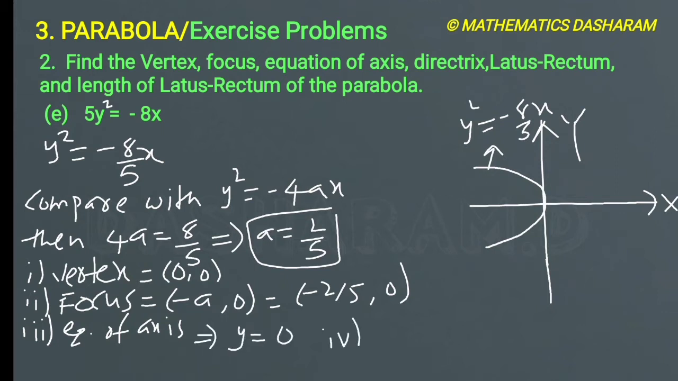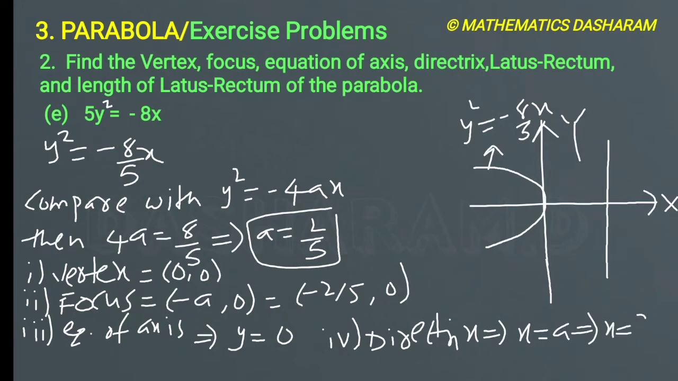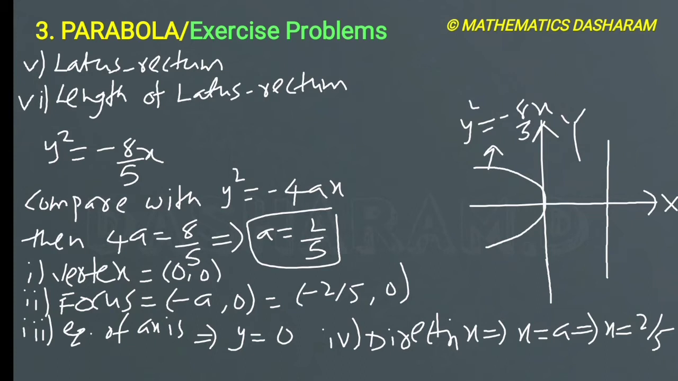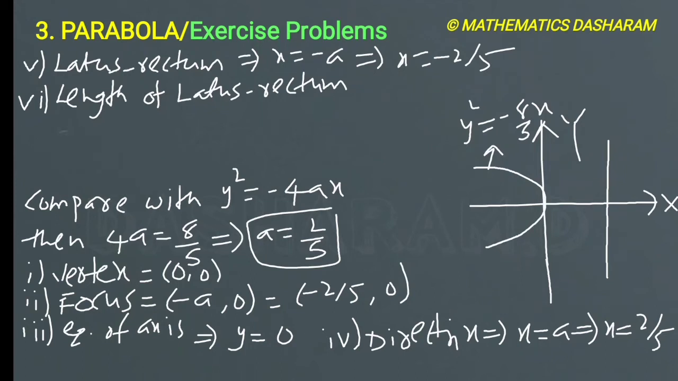Next, the fourth one, equation of the directrix, that is a fixed line, it will be on the positive direction of the x-axis, so then x equals a, but a value is 2 by 5, so x equals 2 by 5. Equation of the latus rectum, that is x equals minus a, so then x equals minus 2 by 5. Length of the latus rectum, the formula is 4a, so 4 into a value 2 by 5, 4 twos are 8 by 5.